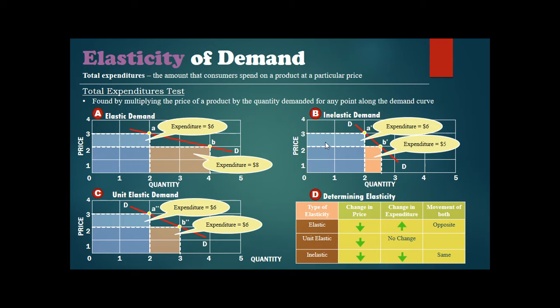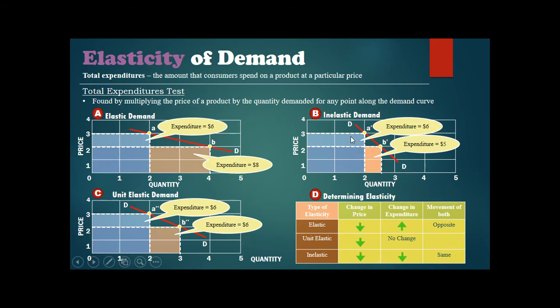Now, before I get to the total expenditures test, I want you to look at the visual representation of elastic, inelastic, and unit elastic here. So in our elastic demand, notice that the price is $3. We lower the price to $2, and all of a sudden we get twice as many people buying it. So we have a very shallow line on this elastic demand. It's going to be very shallow here.